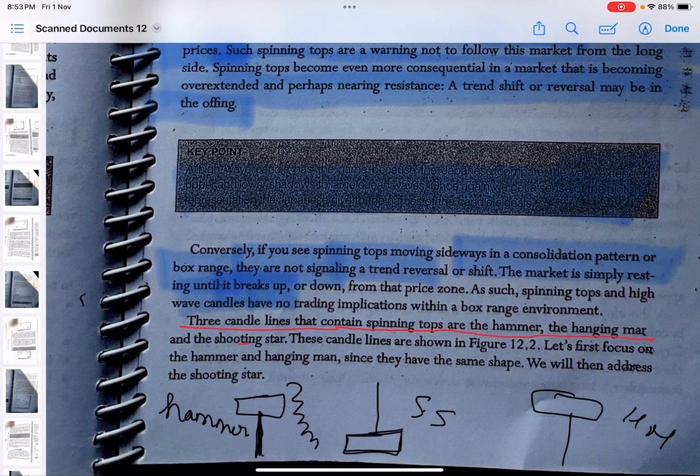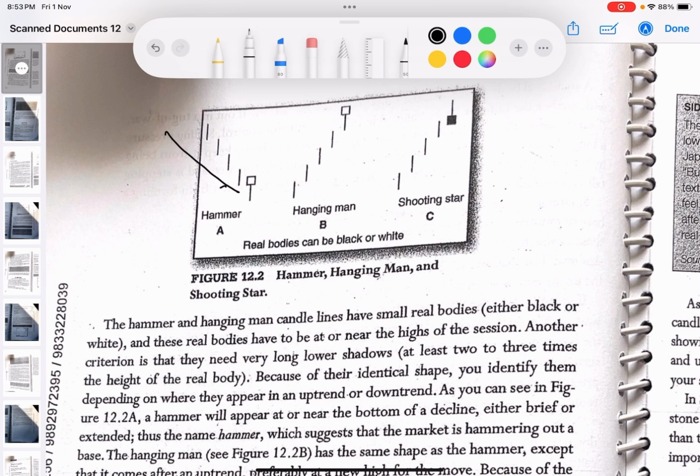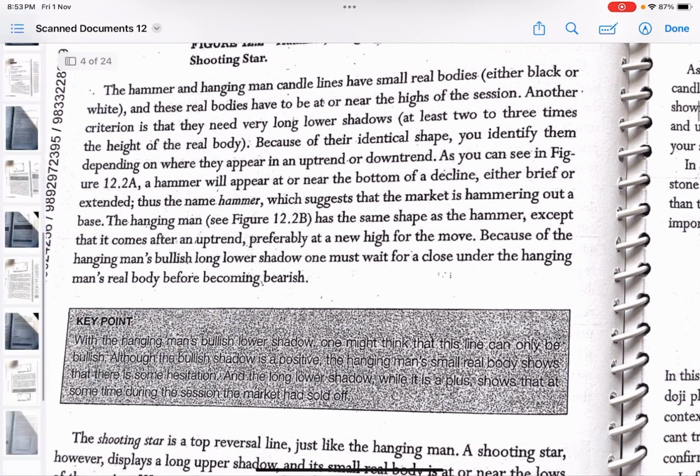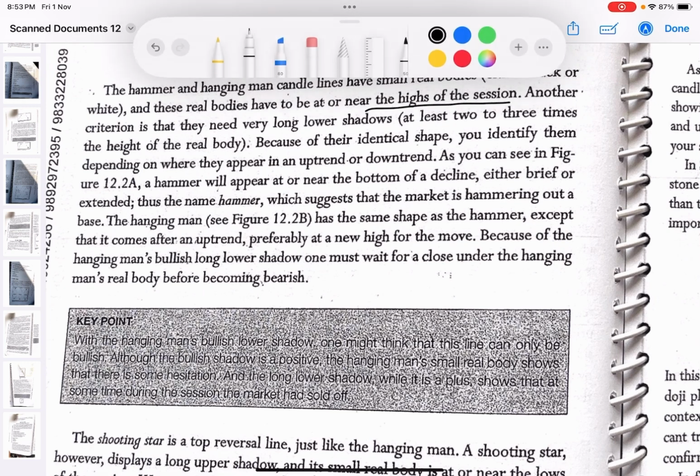Nothing to discuss. Look at this: hammer towards the end of the downtrend, hanging man towards the end of an uptrend, shooting star also towards the end of the uptrend. Now, color really doesn't matter since the body is negligible, whatever the color is, it's the same. The hammer and hanging man candle lines have small real bodies, either black or white, and these real bodies have to be at or near the highs of the session.